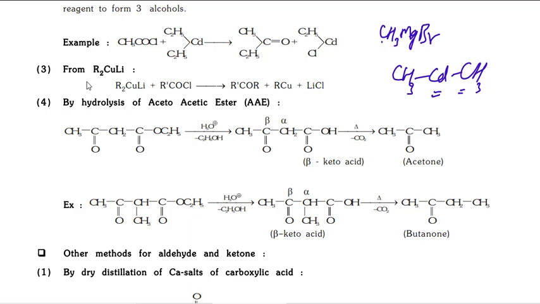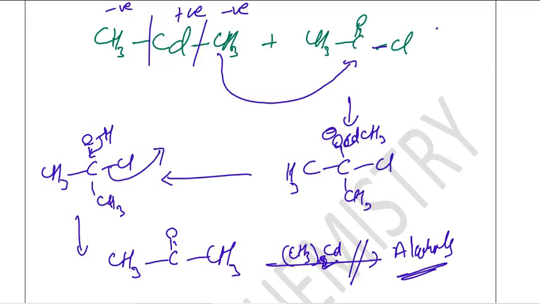Gilman's reagent. What is this? Gilman's reagent. In the Wurtz reaction, generally we can prepare only even number of hydrocarbon chain. But if you want to prepare an odd number carbon chain, we can take Gilman's reagent. That also came in the alkyl halide chapter, in the alkanes. I will recall that for you.